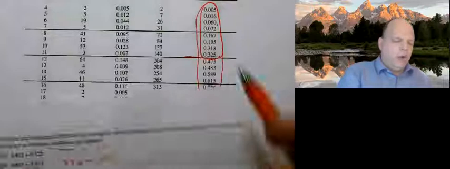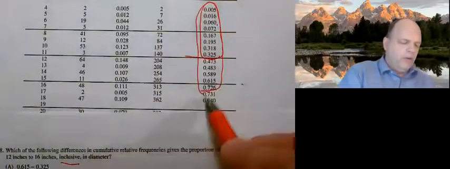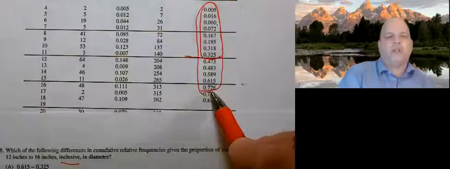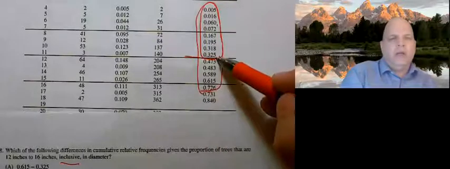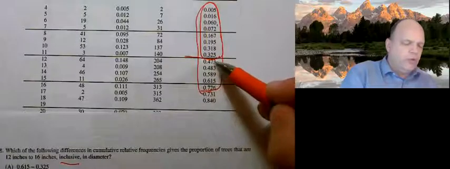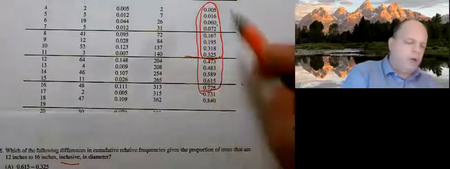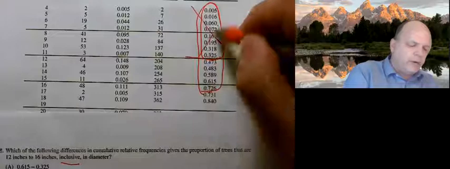So I wanted all the way up: 72% of the trees were 16 inches or less. Then I'm going to subtract out what I don't want, because I want the 12-inch trees. So I subtract out everything I don't want, which is this part right here.